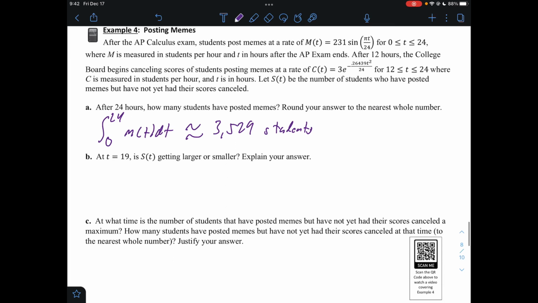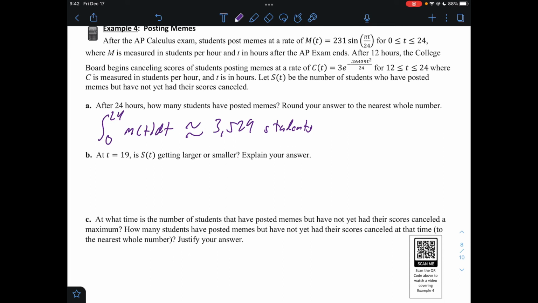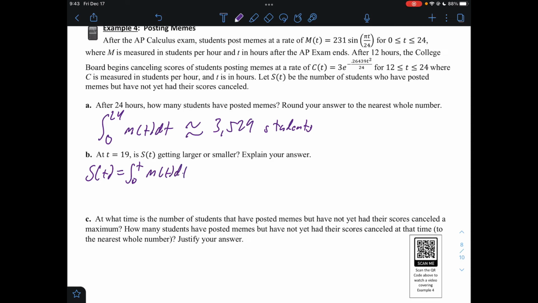Part B says, at t equals 19, is s of t getting larger or smaller? So this one is actually asking us for s of t, okay? So remember, s of t is basically the amount of students who posted minus the amount of students who have had their numbers canceled. Okay, so if we want to write that down in an integral form, if we want to find s of t, that would be the integral from 0 to t, whatever time t would be, of m of t. That's the amount of people that have posted. But we're going to subtract out the integral from 12 to t of c of t dt.